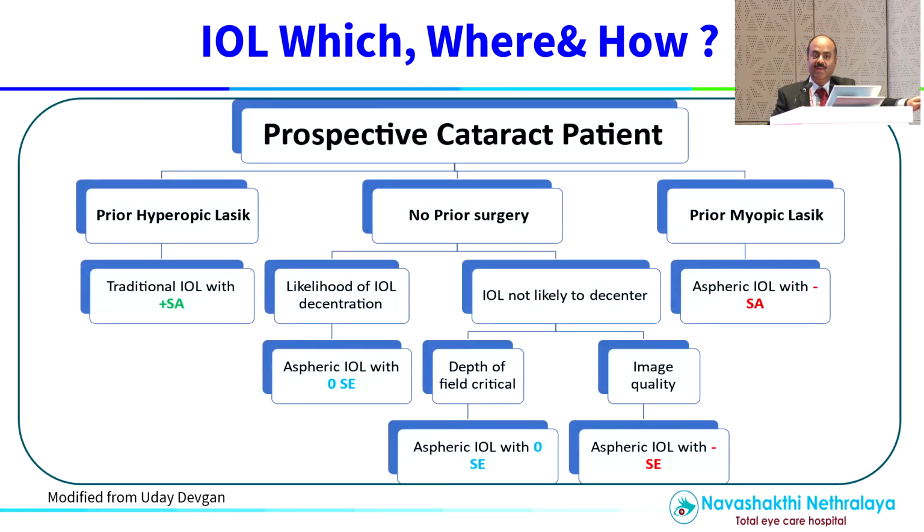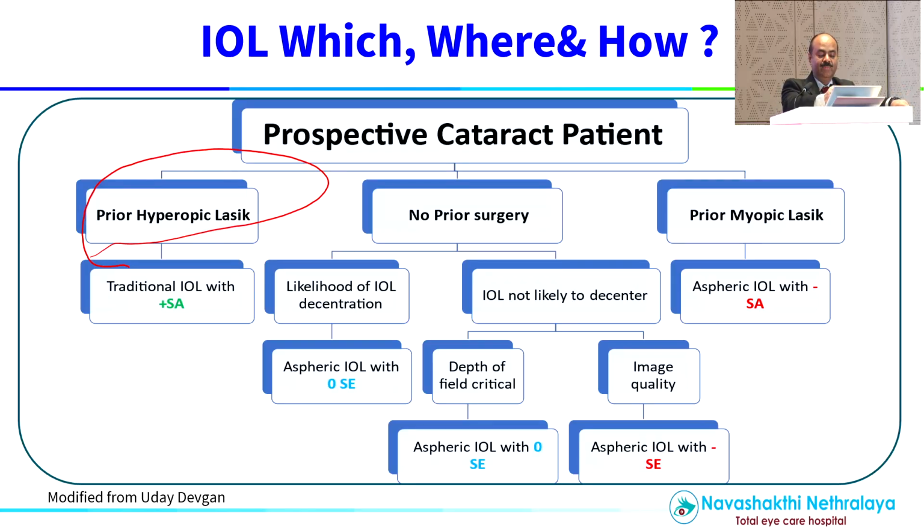And herein, I would like to bring in what Dr. Uday Devgan showed; I've given the credit to him. This is from his slide. If it is a virgin eye, then all these things will work. If it is already an eye which has undergone LASIK, particularly prior hyperopic LASIK, never go for negative spherical aberration lenses. We have used the traditional IOLs, then we came to negative spherical aberration lenses. Do not use them in case of hyperopic LASIK. If you measure the spherical aberration, you will understand why. We'll come to that later.